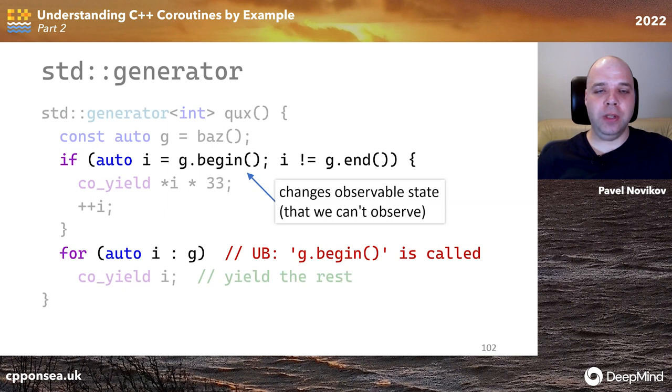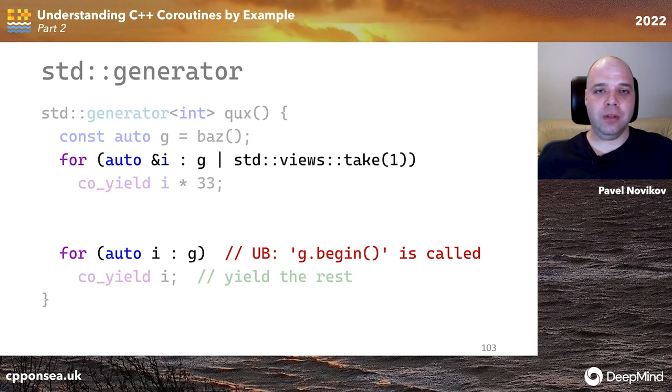So basically, when we want to call begin, for example, to yield the first value as something else, as some changed value, we call begin in this case, and this can be written in ranges style, which also calls begin once. And when we want to iterate over all the rest values, we would like to do it using range for, and range for calls begin, and this is basically undefined behavior at this point.